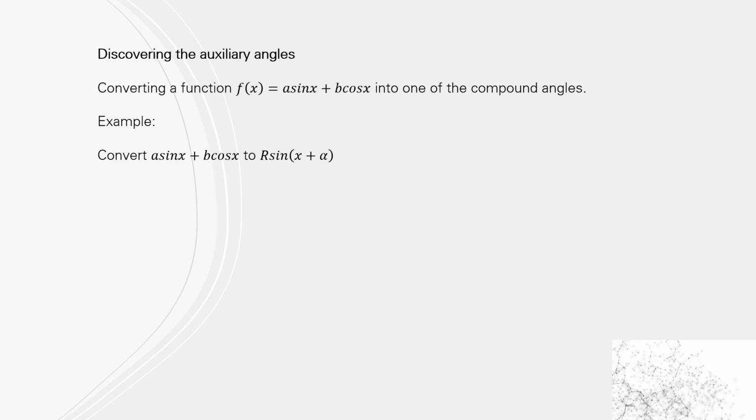So what we're going to look at is converting a sine x plus b cos x into r sine, potentially even r cos, x plus some value of alpha. So r sine x plus alpha, when we use our compound angles, we get r sine x cos alpha plus r cos x sine alpha. And we want to equate a sine x plus b cos x in that form.